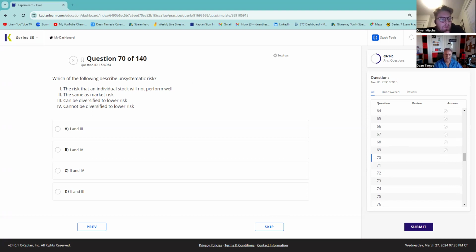Which one describes unsystematic risk? Unsystematic risk can be diversified. Yeah, I think that's exactly the way to attack it. If it's unsystematic, that means it can be mitigated through diversification. If it's systematic, that means the risk prevails despite your diversification. What's market risk put at? I said A. You are correct.